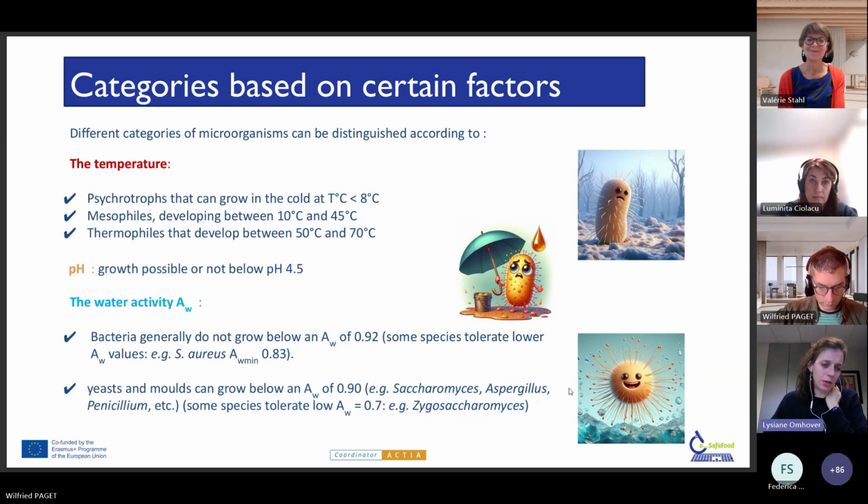pH is also an environmental factor that can decide the growth or not of microorganisms. Some microorganisms cannot develop below pH 4.5. And the third factor is water activity. Bacteria cannot grow below water activity 0.92, but some species tolerate lower values. And for example, yeast and mold can grow below a water activity of 0.90.